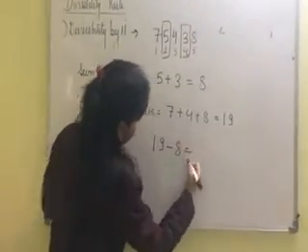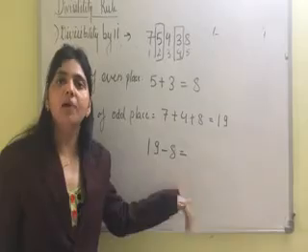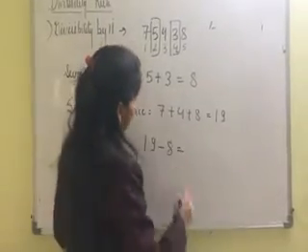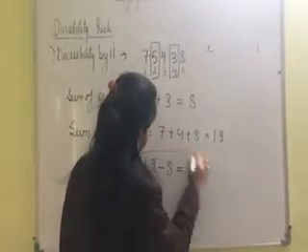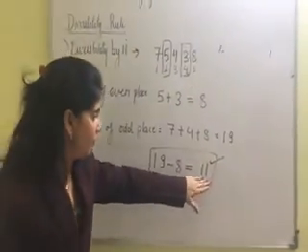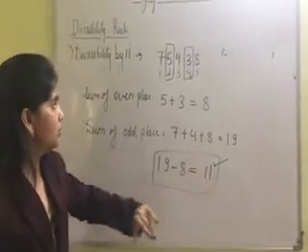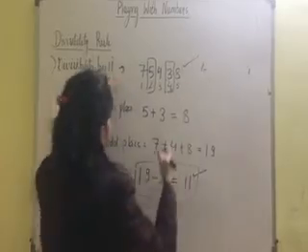If the result is 0 or a multiple of 11, then the number is divisible by 11. Here the answer is 11. Yes, 11. It is a multiple of 11. So that's why this whole number is divisible by 11. That's all.